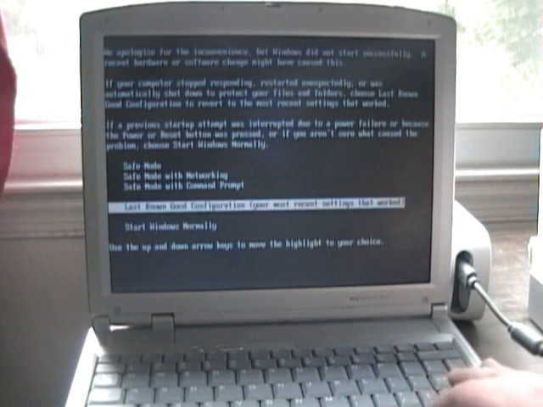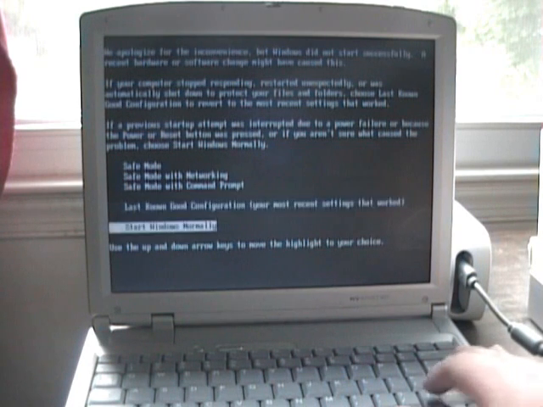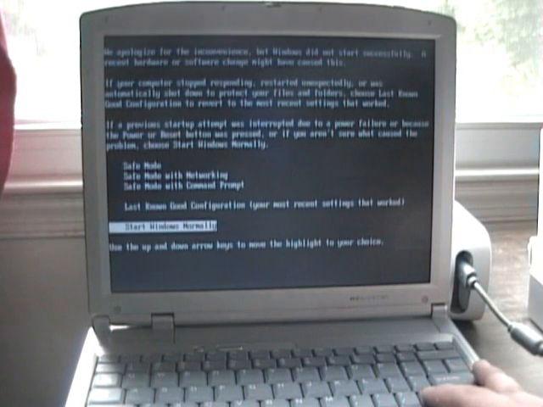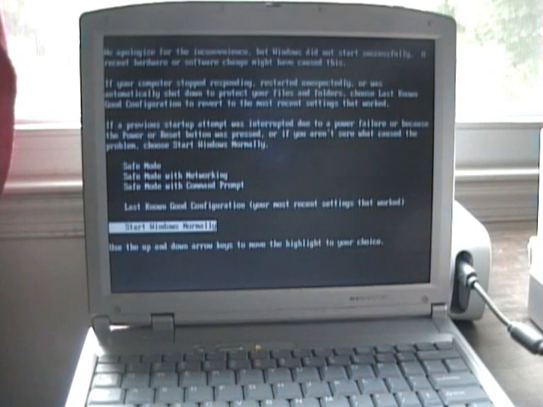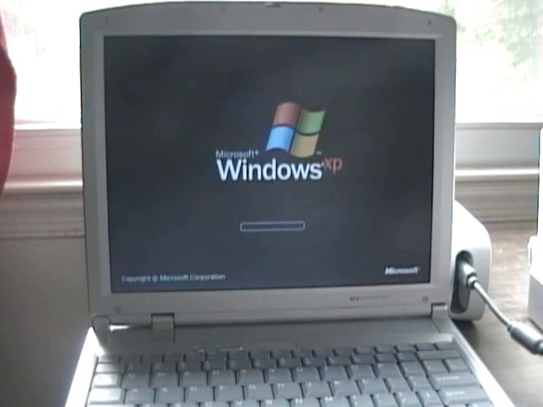So, you know, this startup screen, the last known... Blah, blah, blah, Windows did not start successfully, hardware, blah, blah, blah, okay. So I do that, and it boots up ever so slowly.